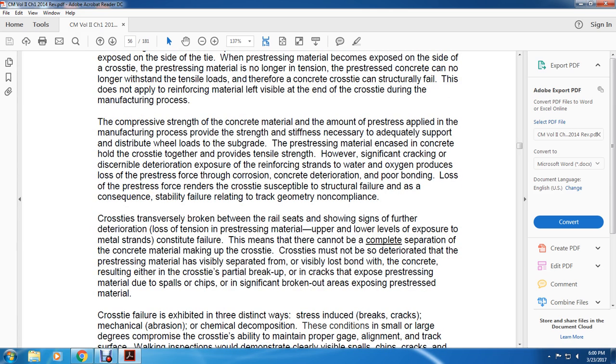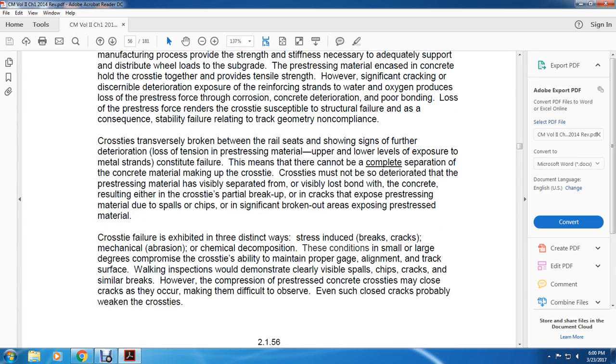The compressive strength of the concrete material and the amount of pre-stress applied in the manufacturing process provide the strength and stiffness necessary for adequate support and distribution of wheel load to the subgrade. The pre-stressing material encased in the concrete of the cross tie provides the tensile strength. However, significant cracking and discernible deterioration exposing the reinforcing material to water and oxygen produce the loss of pre-stress force through corrosion, concrete deterioration, and poor bonding. The loss of pre-stress force renders the cross tie susceptible to structural failure, and in consequence, failure relating to track geometry noncompliance.